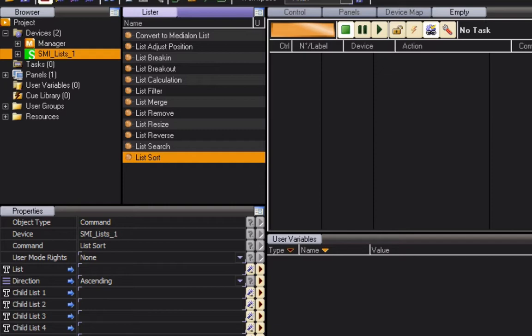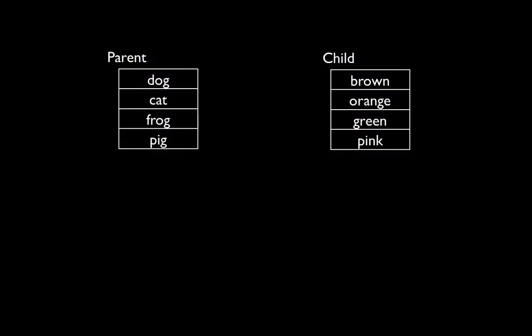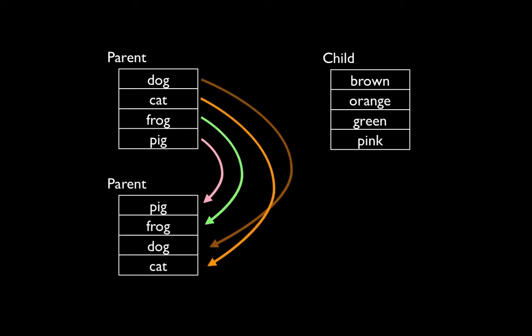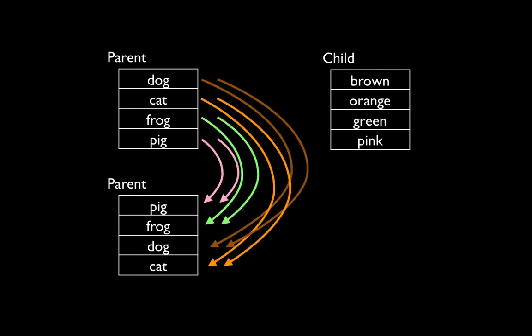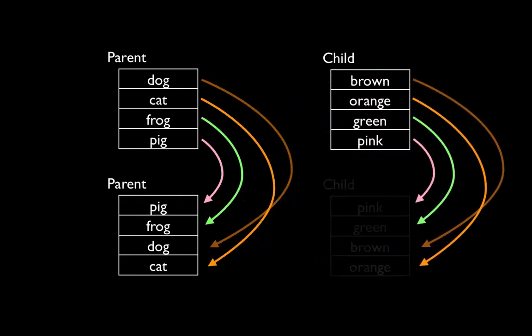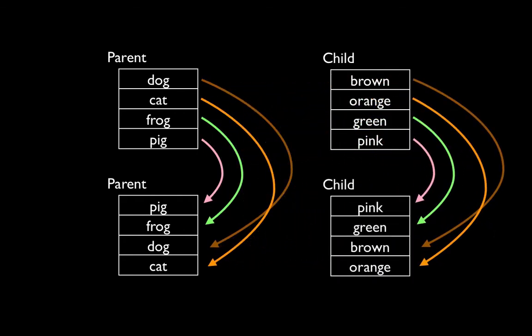List sort also provides child lists. You can specify lists that are slaved to the master list, meaning every item in the child list will have the same order adjustment applied to it. This means that relative position between all items in the child lists will be maintained with the parent.